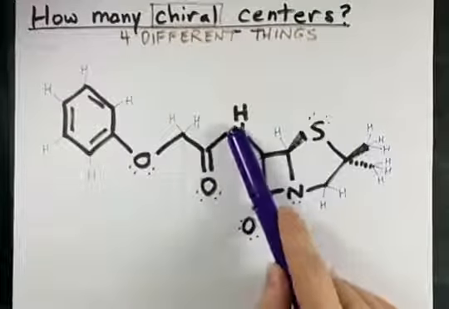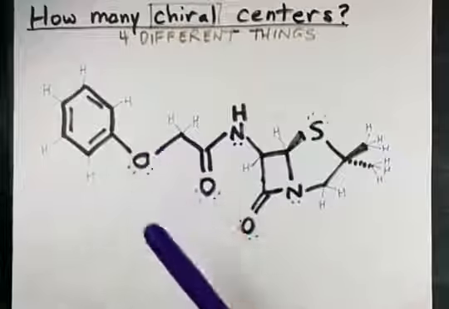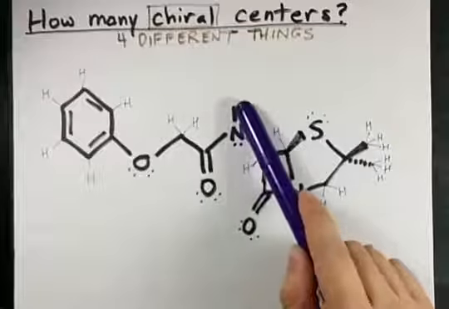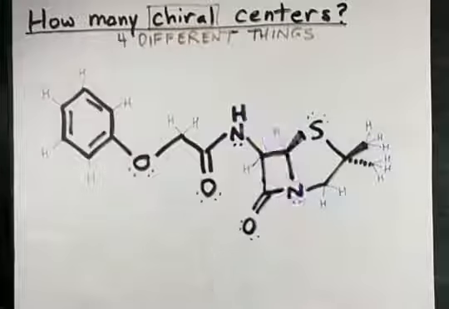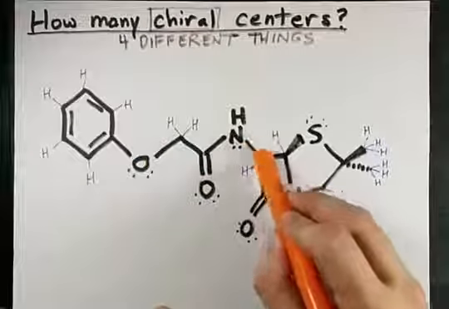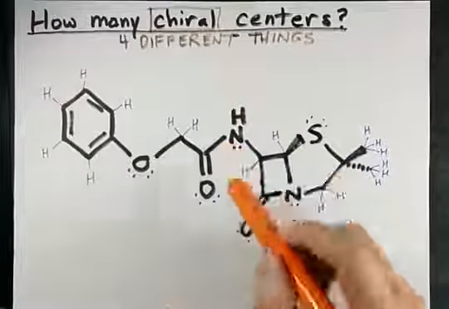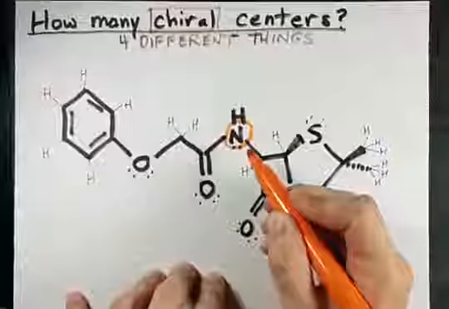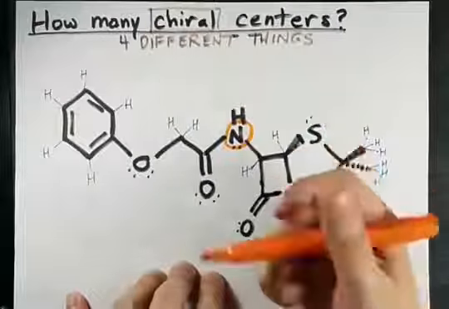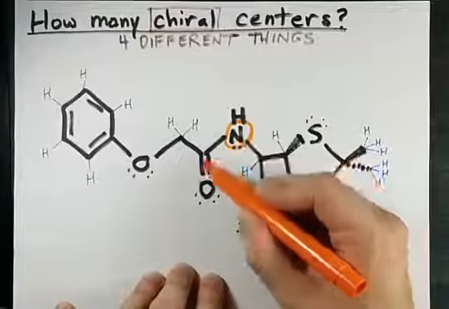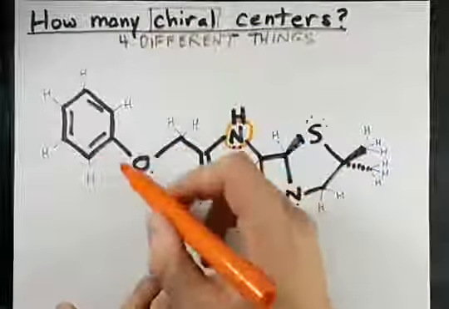This nitrogen, connected to this chain, this square thing, a hydrogen, and a lone pair. Hey, that's 4 different things. This chain, that square thing, the hydrogen, and the lone pair are all different. That means that is a chiral center. That's 1. This carbon is connected to an NHCO, CH2, whatever.